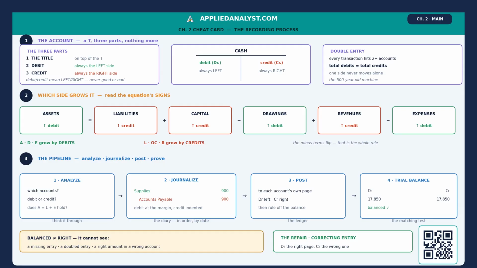So pause here and screenshot it. Or, better, point your phone at the code in the bottom right corner that opens the printable version of this exact card. Free. Either way, this one card answers most of what an exam can ask you about the recording process. Chapter 1 gave you the equation. This chapter gave you the recording machine. These two are the foundation. Everything else in accounting is built on them.